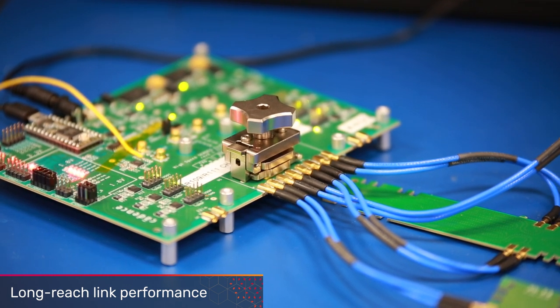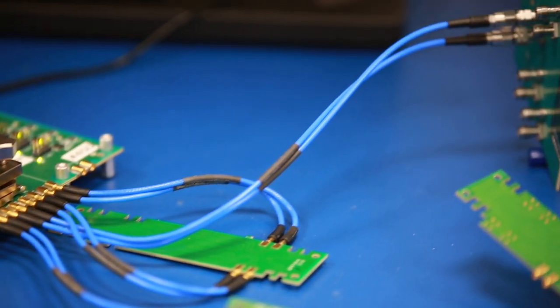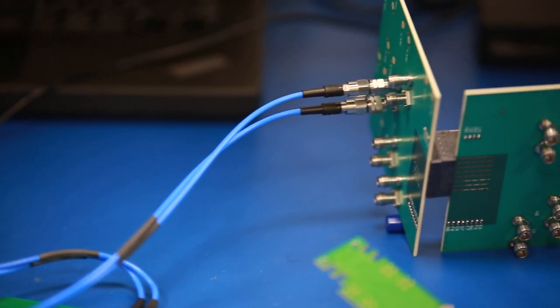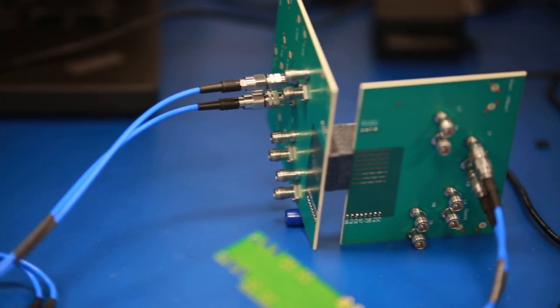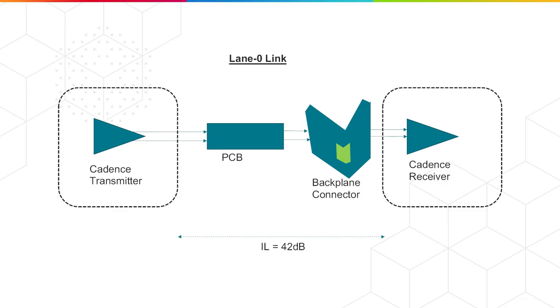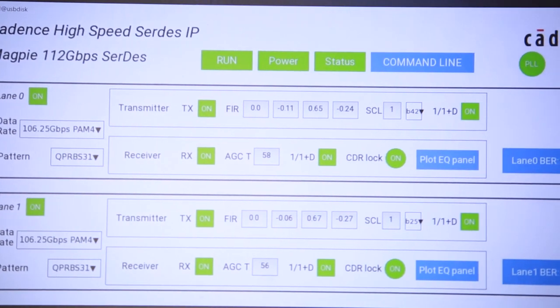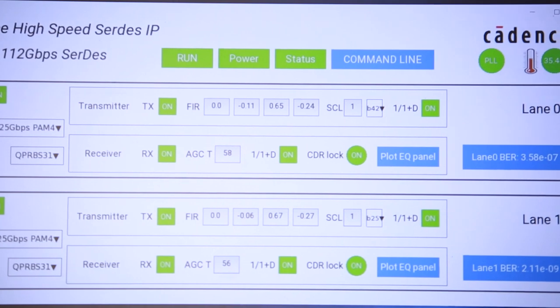Cadence PHY lane 0 setup is focused on long reach backplane application. Lane 0 channel between TX and RX has a backplane connector with additional PCB. The insertion loss is 42 dB at Nyquist frequency, 26.5625 GHz, including package. Data rate is 106.25 gigabits per second PAM4 with QPRBS 31 data pattern.